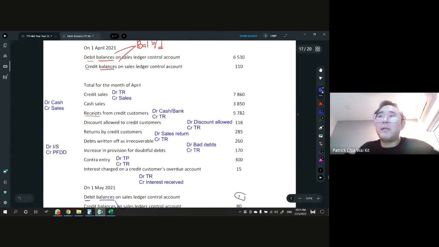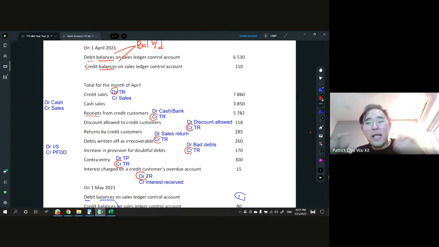So what are we focusing on, people? We are focusing on the trade receivable account, the one with the most information. So we have to focus on the DR side for the sales, the CR side for the cash and bank, the CR side for discount allowed, CR side for sales return, CR side for bad debt, then CR side again for contra, and lastly the DR side for interest received. The one that I circle is where we need to focus, whether left or right side.